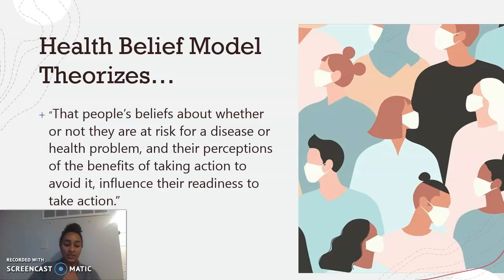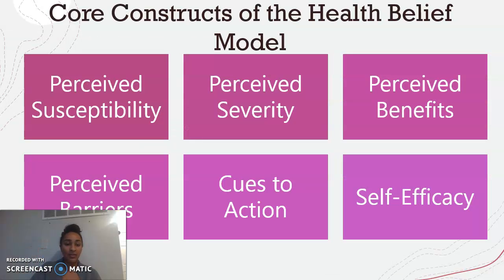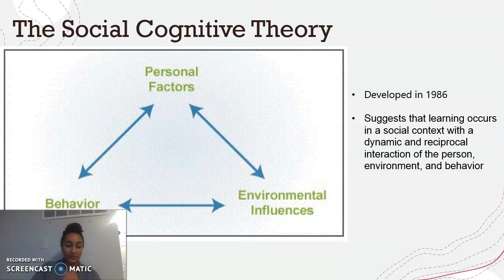The health belief model suggests that people's beliefs about whether or not they are at risk for a disease or health problem and their perceptions of the benefits of taking action to avoid it influence their readiness to take action. The health belief model suggests that an individual's course of action often depends on a person's perceived susceptibility, their perceived severity of an illness, and their perceptions of the benefits and barriers to related health behavior.